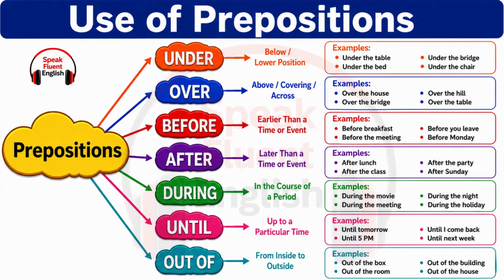Next, let's learn the preposition over. Over means above, covering, or across something. We use it when something is higher than another thing, or moves across something. Let's practice. The plane is flying over the house. We drove over the hill. The bridge goes over the river. The lamp is over the table.